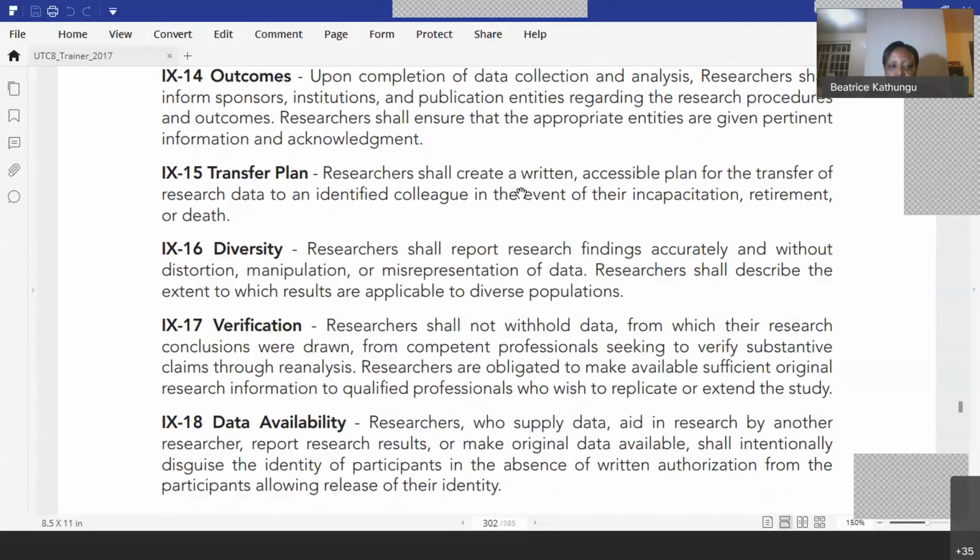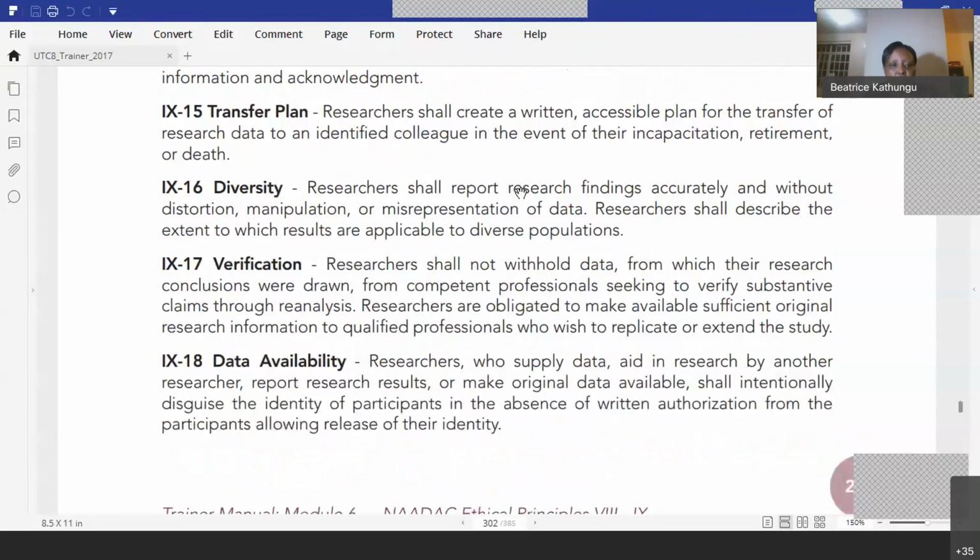Now 17 is about verification. Remember that when we publish our results, they are for public consumption. Other people may want to verify whether the data we have published is accurate, is authentic. So we should not withhold data for other people to be able to scrutinize what we have come up with. If they even want to reanalyze our data, then we should be able to provide them with access. That's what this is about.